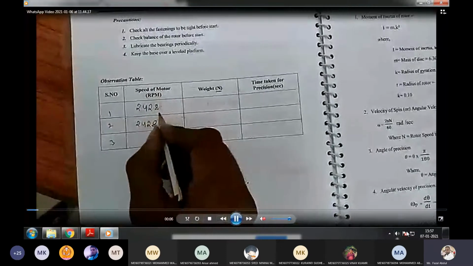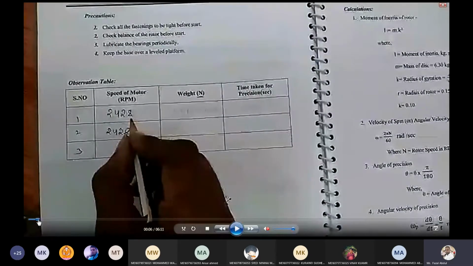After this, see here. Every time applying the load, the speed is constant. Through the tachometer, we got the speed as 2428 RPM. In the material I shared through WhatsApp or MS Teams, you take a printout, note down these records on this material, calculate the calculations there, and then upload in MS Teams.